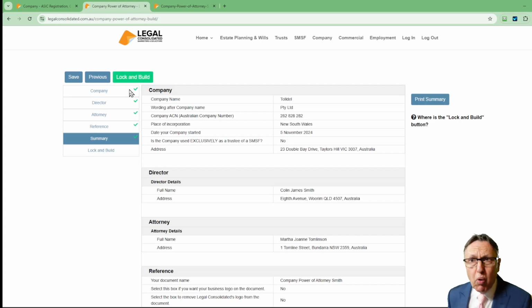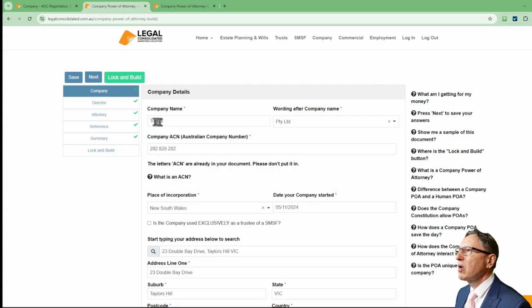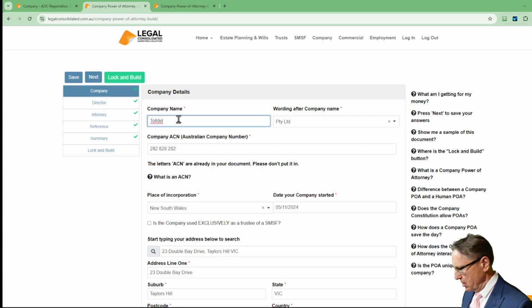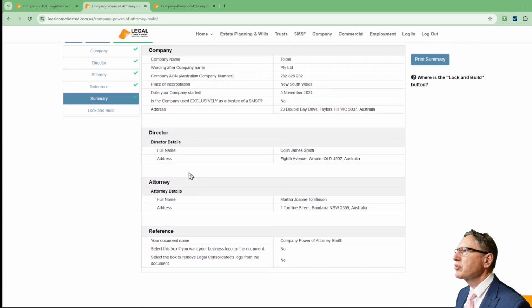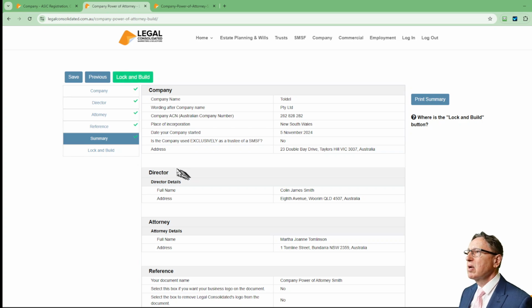Now this is important to check to make sure the spelling and the grammar is correct. Tolldell should only have 1 L. Goodness gracious. So I will go back to Tolldell, make it only 1 L, and go back directly to summary again, and that looks correct. So now I'm going to press lock and build.